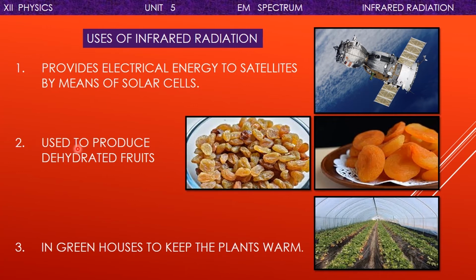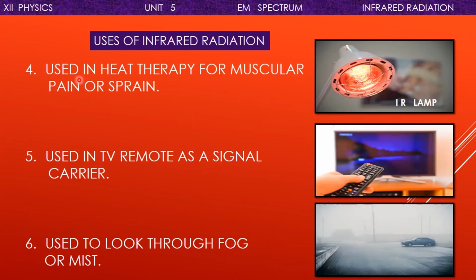Infrared radiations are used to produce dehydrated fruits. They are used in greenhouses to keep the plants warm. Infrared rays are used in heat therapy for muscular pain or sprain. This is an infrared lamp which is used in heat therapy.